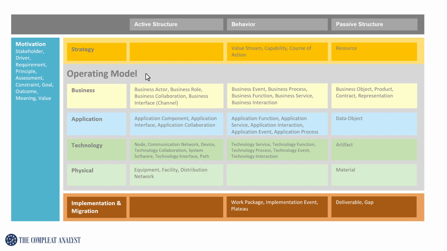Now, there's lots in here that we could talk about, but I'd like you to focus on the four major layers shown here inside the gray box. These are business, application, technology, and physical. This means that an operating model must include what IT people often call the full stack, including things like business processes, application components, down to technology infrastructure, and even physical objects such as equipment and facilities. It's not just business, and it's not just information technology. It's the whole thing from top to bottom.